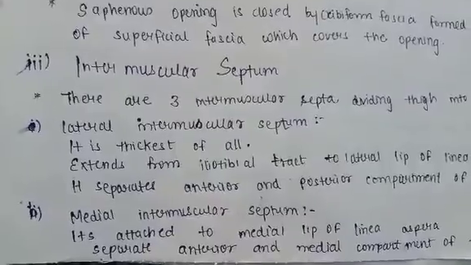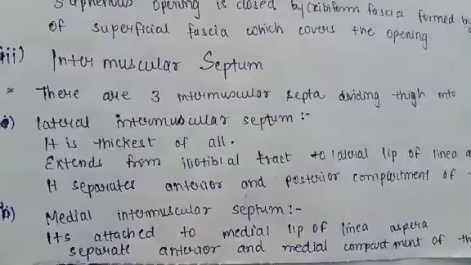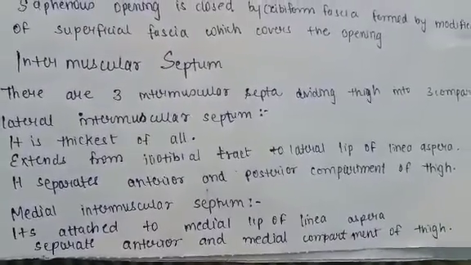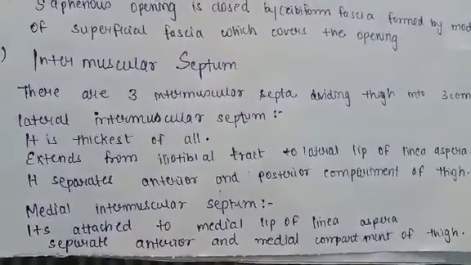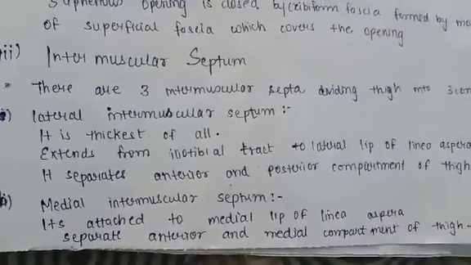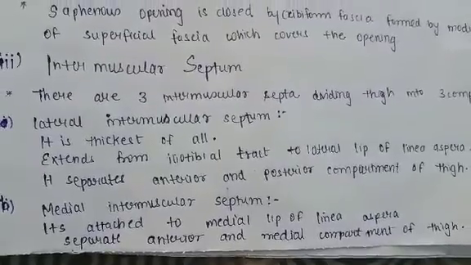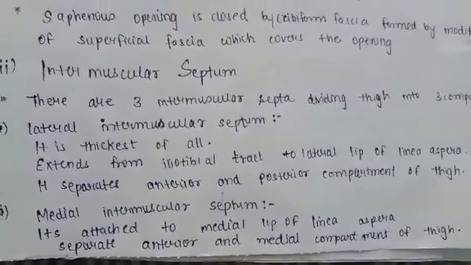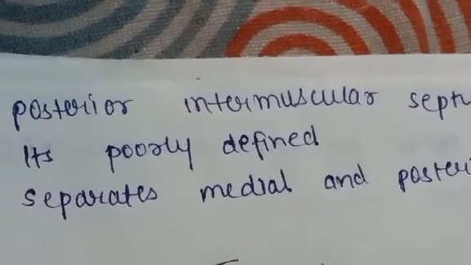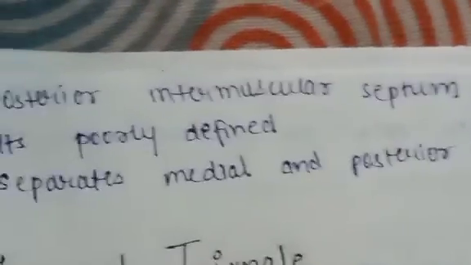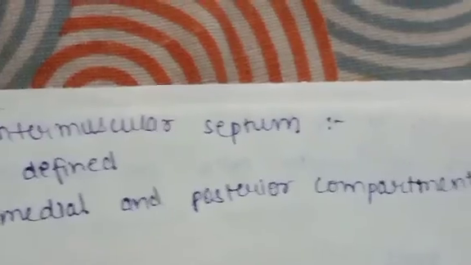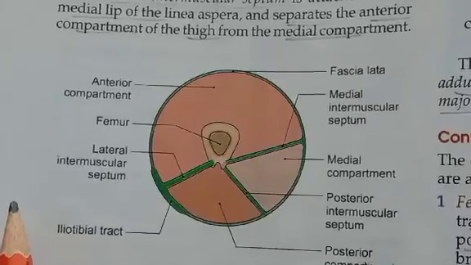It is the thickest and the best developed intermuscular septum among all, and extends from the iliotibial tract to the lateral lip of the linea aspera. It separates the anterior and the posterior compartment of the thigh. The medial intermuscular septum is attached to the medial lip of the linea aspera and separates the anterior and the medial compartment of the thigh. The last one is the posterior intermuscular septum, which is ill-defined or poorly defined. It separates the medial and the posterior compartment of the thigh.